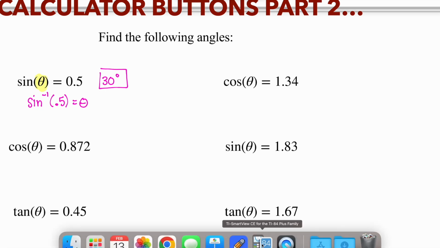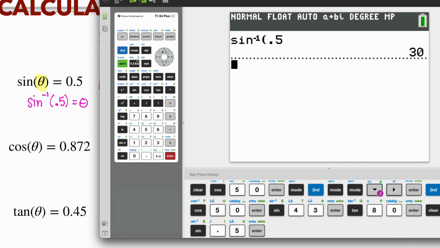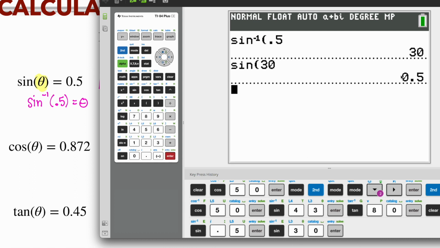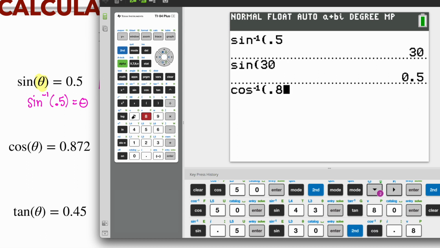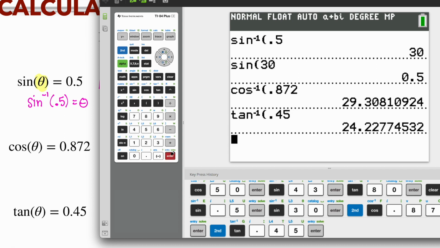That means that our original angle was 30 degrees, because just to check and make sure that actually worked, if you actually did sine of 30, you actually get 0.5, so it does work. So the same thing with cosine. If we do second cosine of 0.872, we will get 29.3. And again, tangent. If we do second tangent of 0.45, we will get 24.2.